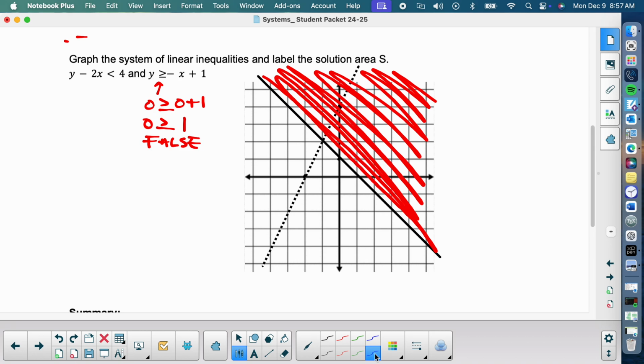First one. Simon, what'd you get for the first one? You shade below. Okay, how come? There's lots of different ways you can figure out which way to shade. I just used 0, 0. Okay. 0, 0 was true, so that means I'm going to shade this half of the dotted one.